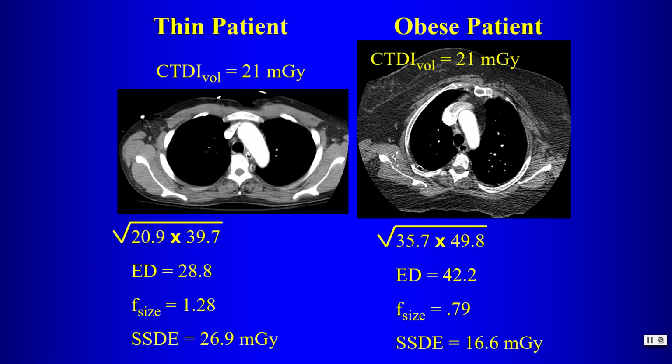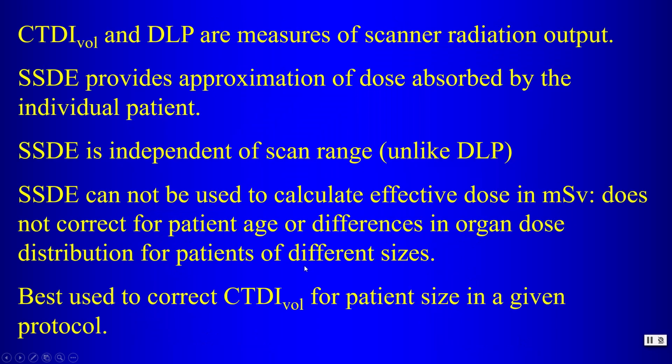So this is something that you might want to take into account in your protocols: in larger patients, if you're using the same scanning parameters, the doses will be decreased. Or probably more importantly, in your thinner patients, using the same scanning parameters that you might use in larger patients, the doses that the patients are receiving are actually increased.